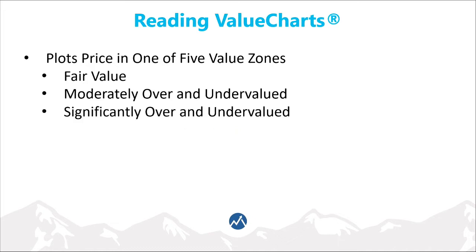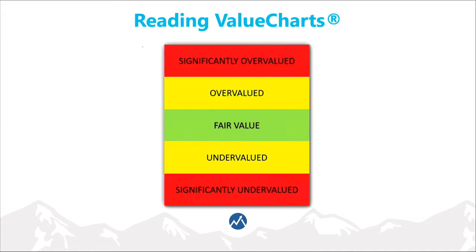The next thing we have is significantly over and undervalued. That's going to be plotted as upper and lower red. So it's significantly, when a market gets very extended one way or the other. When we look at that, it looks something like this. You can see all 5 of your value zones here.